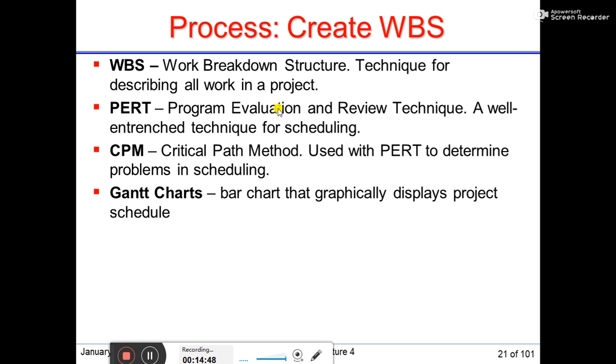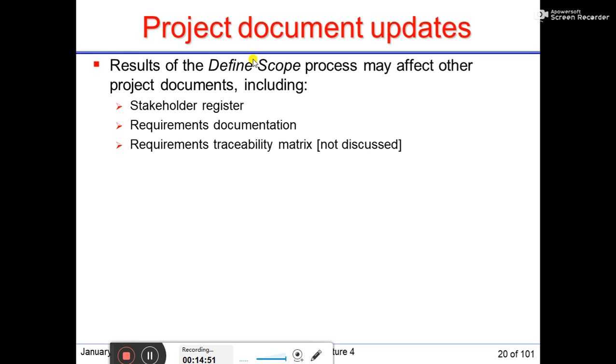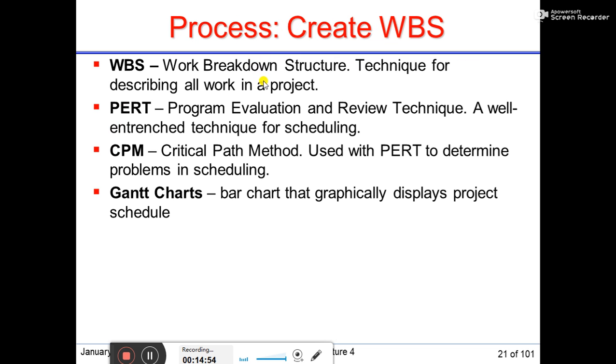To create these things, we'll go through some techniques. We need to create a WBS, or work breakdown structure, a technique for describing all work in a project. Then there is PERT, program evaluation and review technique, a well-enhanced technique for scheduling. CPM, critical path method, is used with PERT to determine problems in scheduling. Gantt chart is a bar chart that graphically displays project schedules. We have already discussed PERT, CPM and Gantt chart, so we will only discuss WBS in detail.